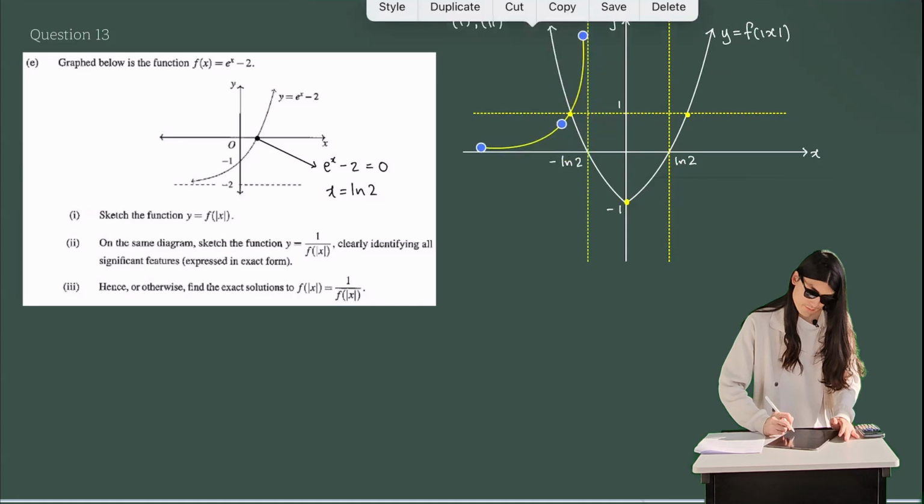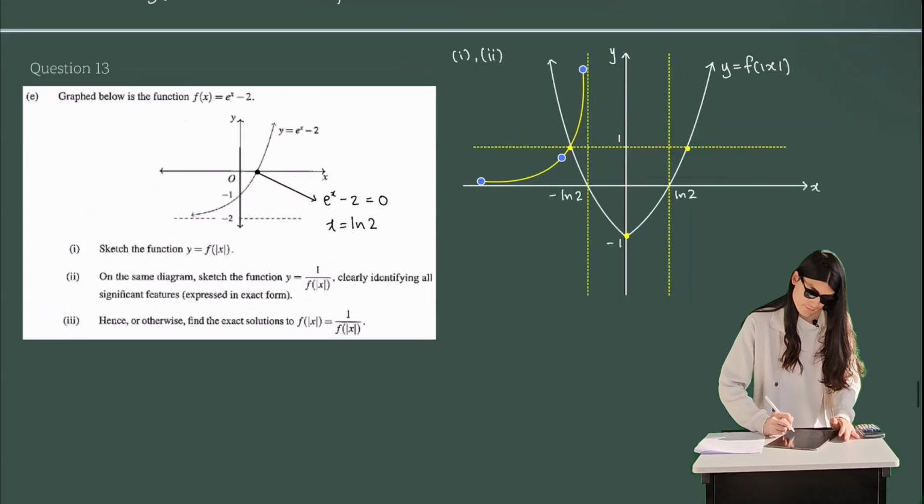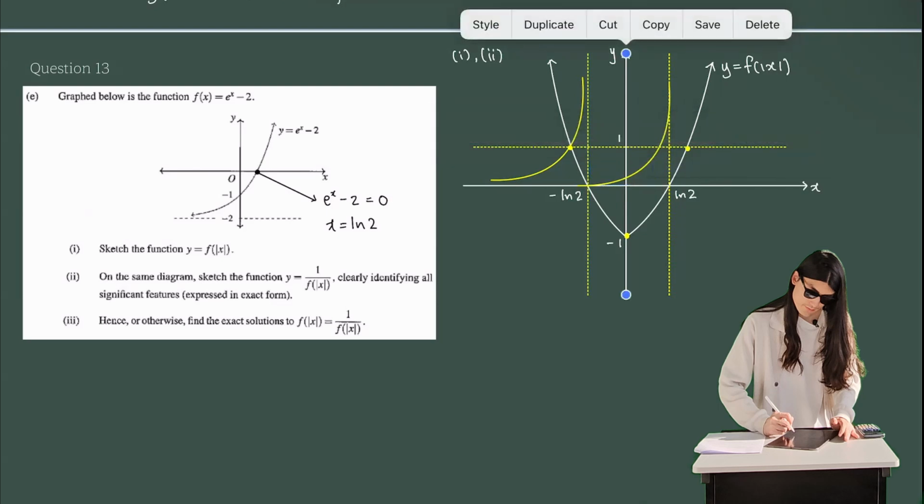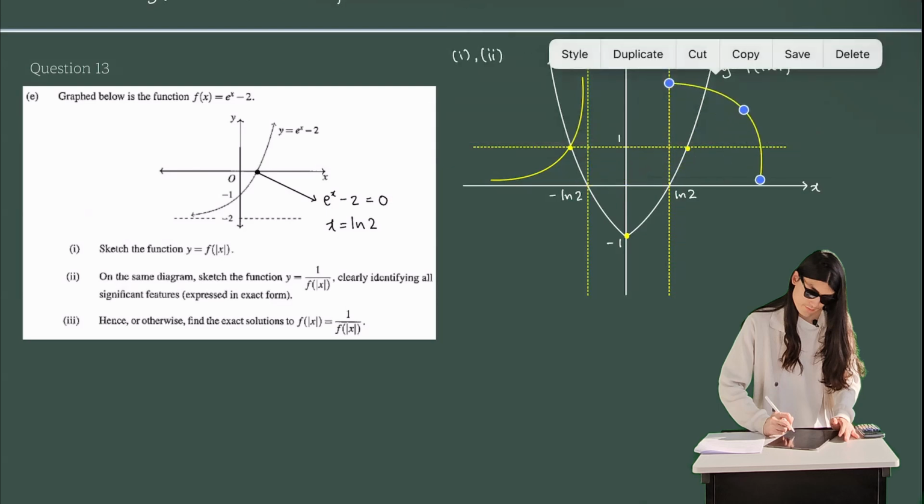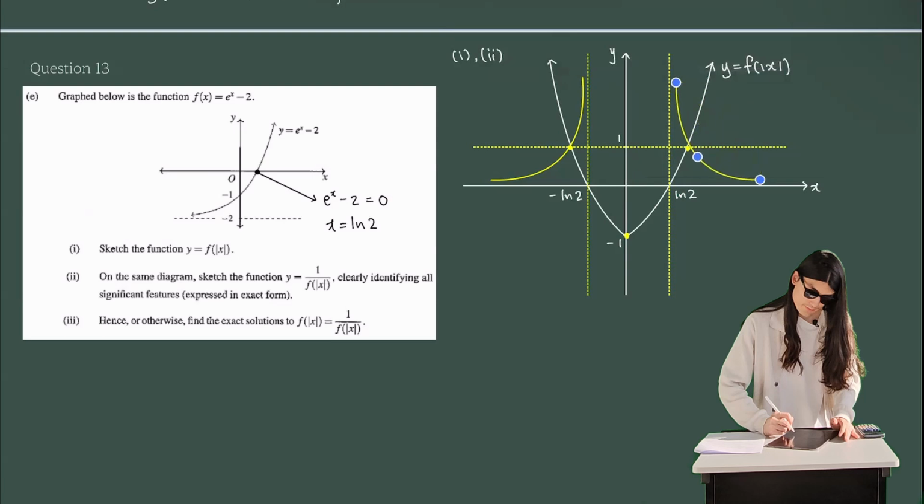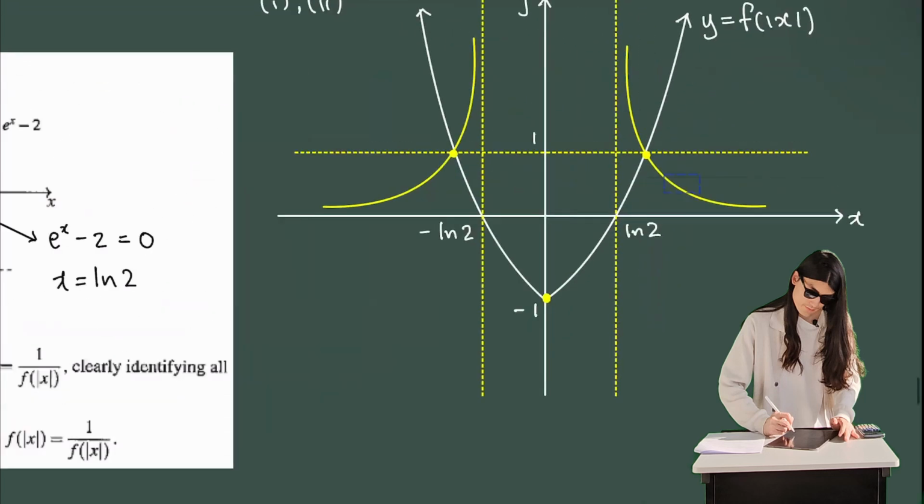Then on the very left, yeah, that's how the graph would look, like this. And on the right, you would have a symmetrical graph, which would look like this, passing through the point of intersection at y is equal to 1, which we have marked.